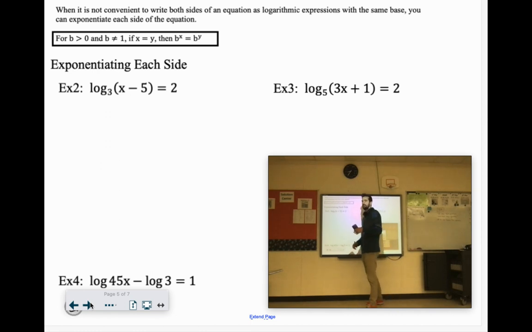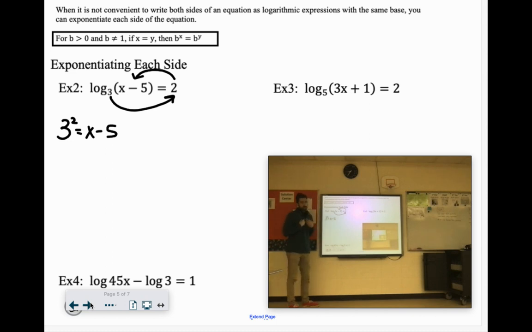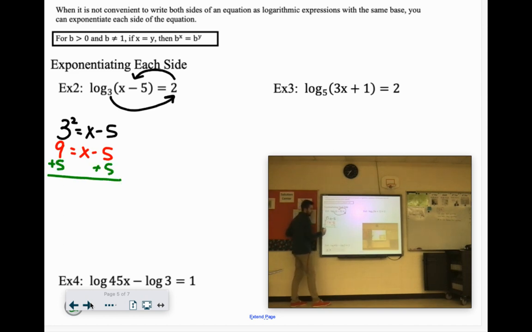You could solve this without just giving the base to both sides. If you think about when we were simplifying logarithms, going from logarithmic form to exponential form, you would say 3 to the second power equals x minus 5. Honestly, this is the way I prefer to do it, and then you can just solve it. 3 to the second power is 9, x minus 5. And you add the 5, and you get 14 equals x.